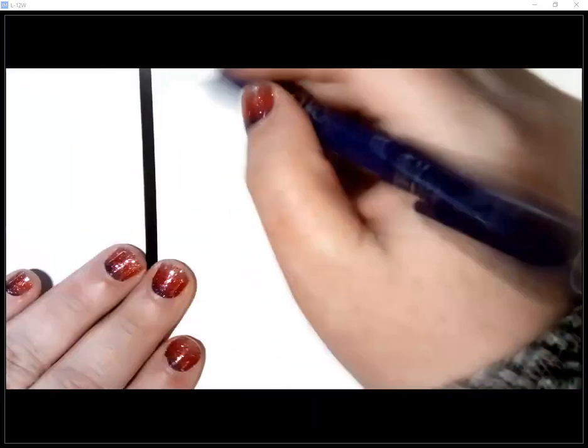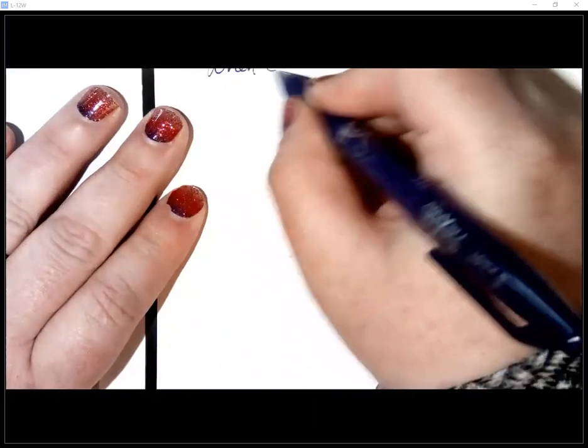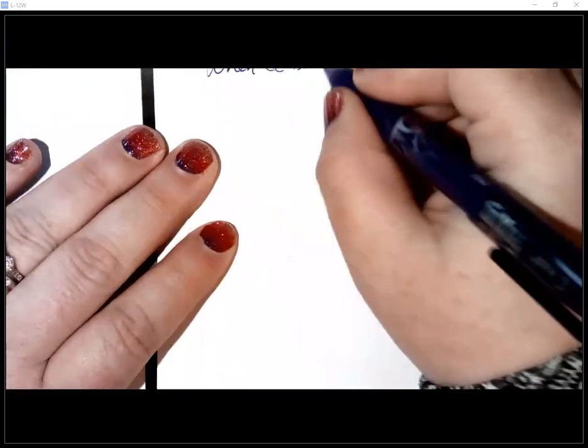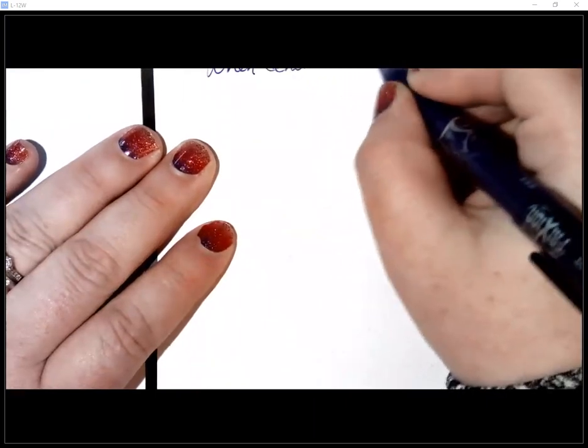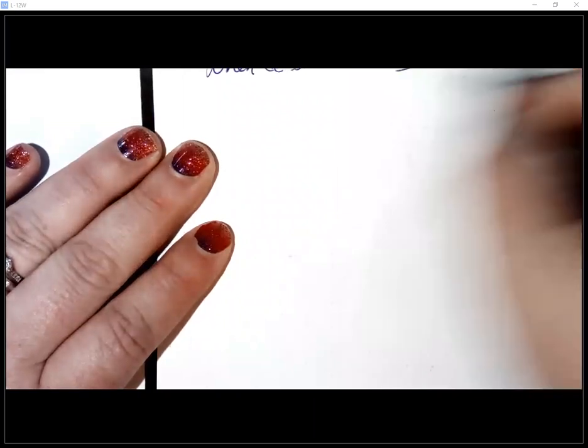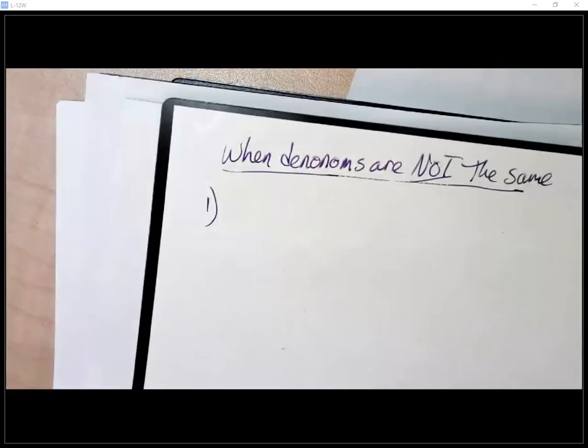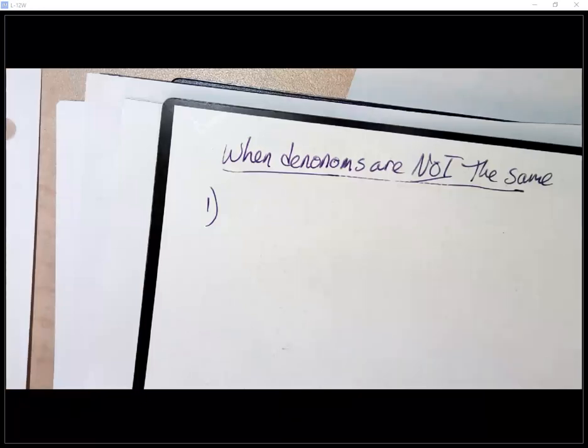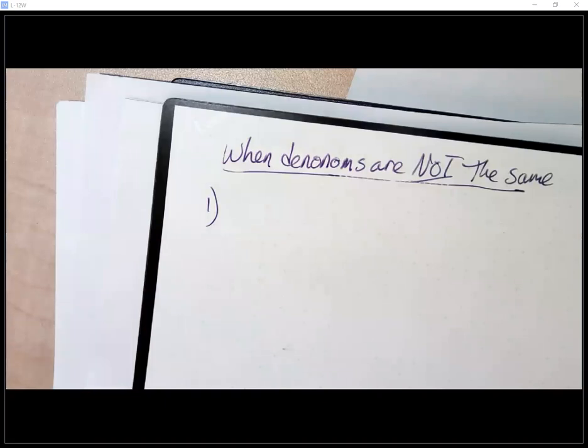So, when denominators are not the same, our rules change a little bit. I'm going to look at an example at the same time. Let's start off with one of the super easy ones. Well, anyway, let me give you some how-tos and then we'll do some more.